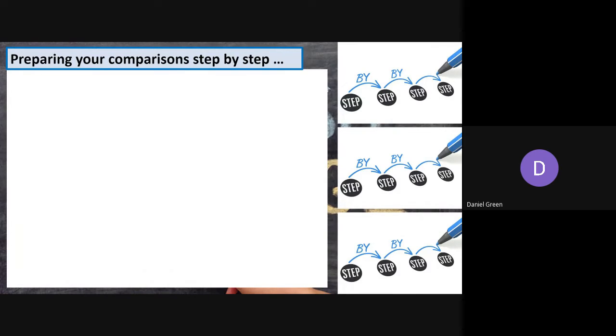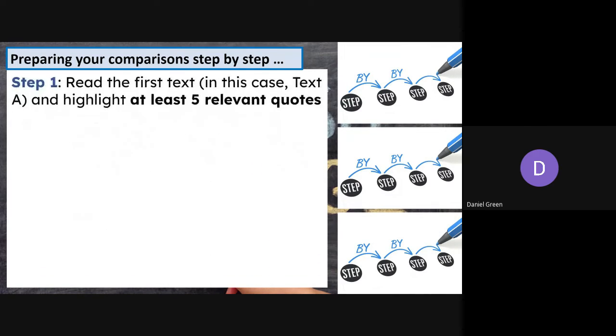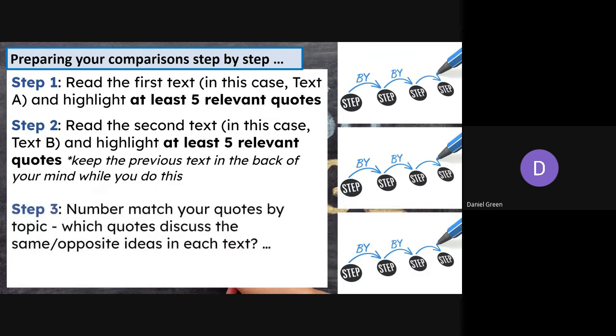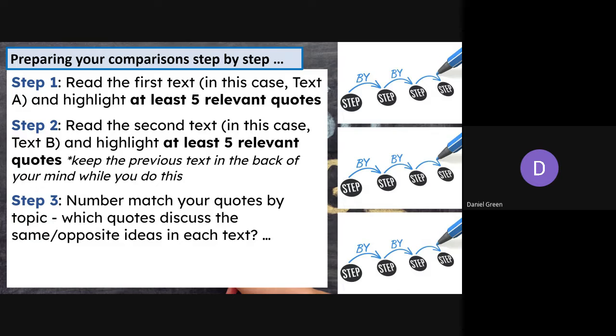So then you start to plan your comparison step by step. First of all, read the first text, so in this case text A, and highlight at least 5 relevant quotes. Step 2, read the second text, in this case text B, and highlight at least 5 relevant quotes, and keep the previous text in the back of your mind whilst you do this. 3, number match your quotes by topic. Which quotes discuss the same or opposite ideas in each text?